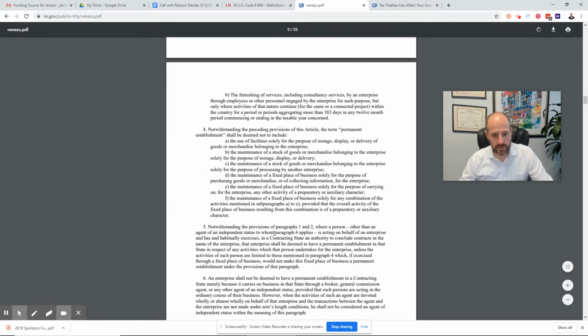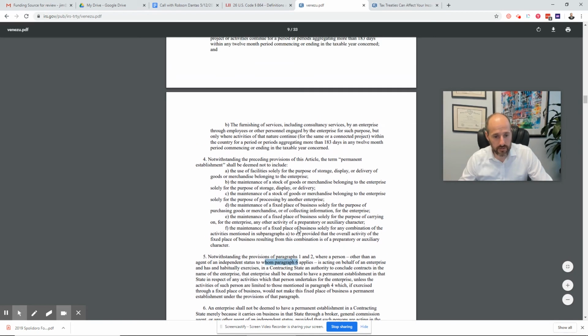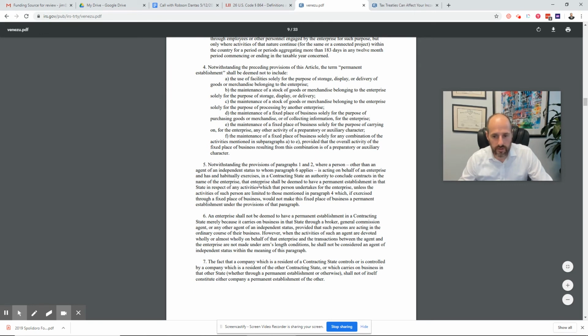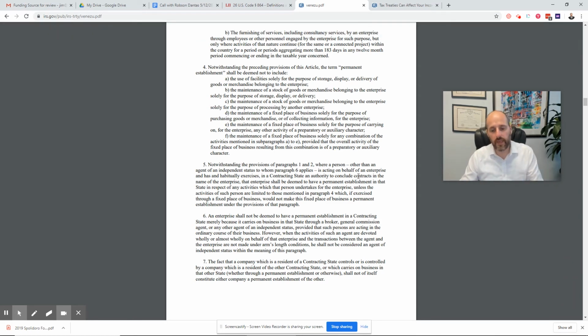Other than an agent of an independent status to whom paragraph 6 applies, is acting on behalf of the enterprise and habitually exercises the authority to conclude contracts in the name of the enterprise, that enterprise shall be deemed to have a permanent establishment in that state. So notwithstanding the provisions of these, in addition to that, other than an agent of an independent status to whom paragraph 6 applies, let's see paragraph 6. This is acting on behalf of an enterprise that habitually exercises the authority to conclude contracts, which agrees with the code. If a company has an agent or an employee who's entering contracts and operating business in the country, then they would be required to pay tax in that country. So that's why we would register a subsidiary and operate that way in the U.S. So that's pretty important. So let's see.